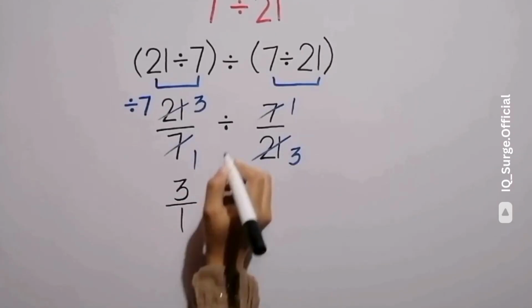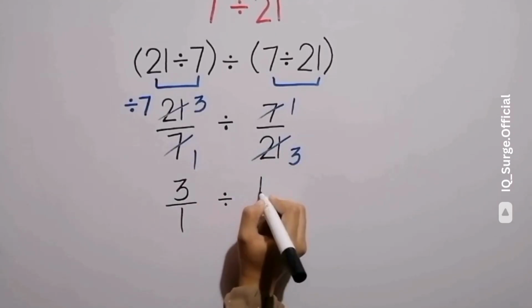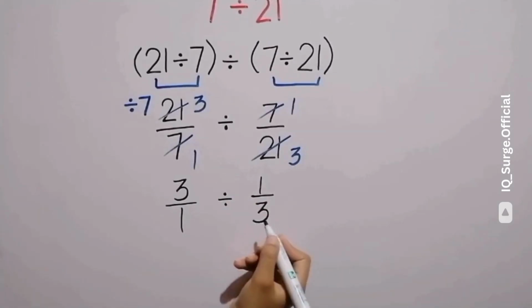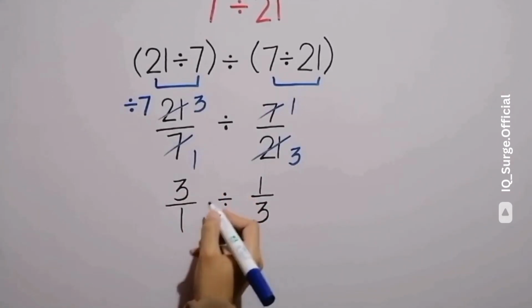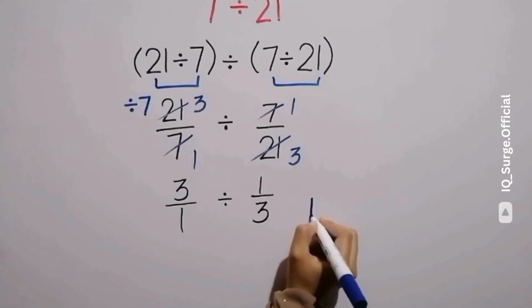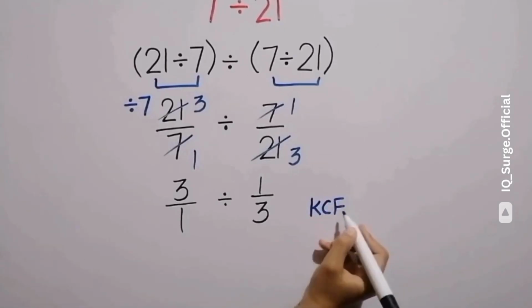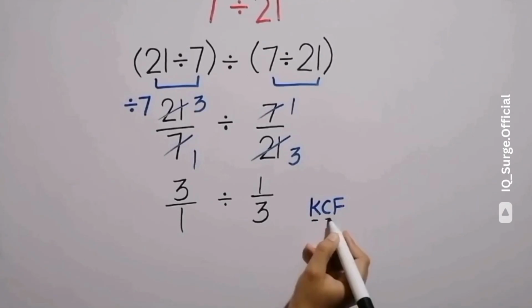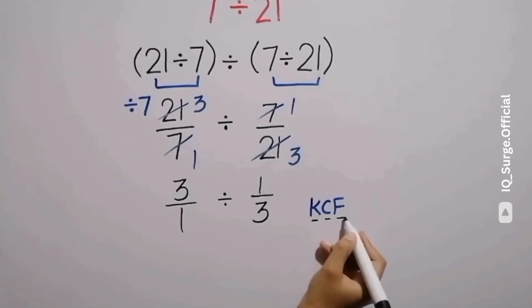Now the expression becomes 3 over 1 divided by 1 over 3. Whenever we see a division sign between two terms, the best thing to do is to apply the KCF rule. K stands for keep, C stands for change, F stands for flip.